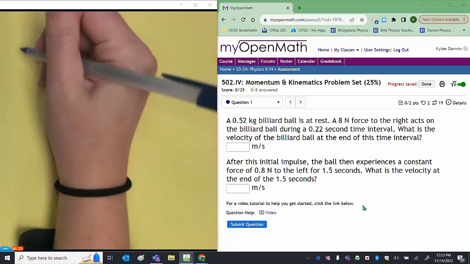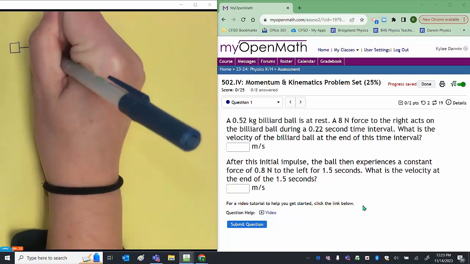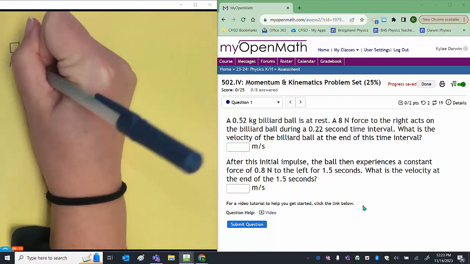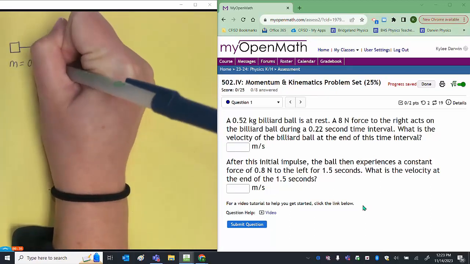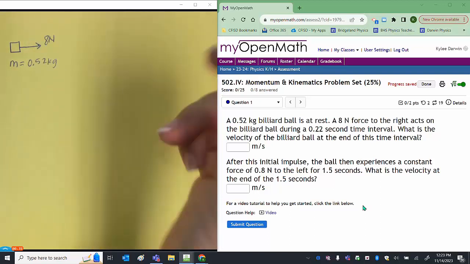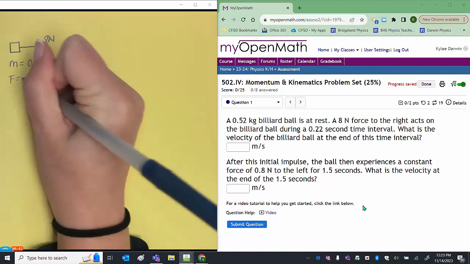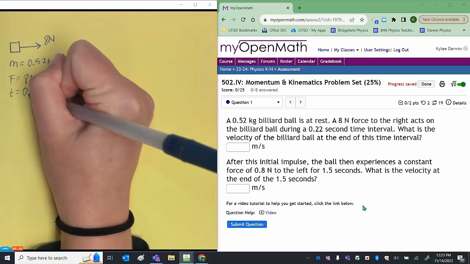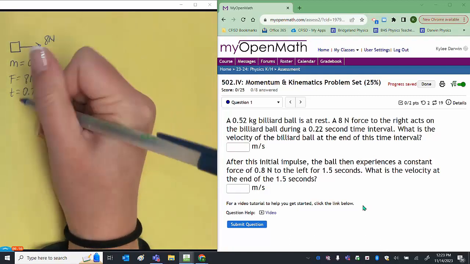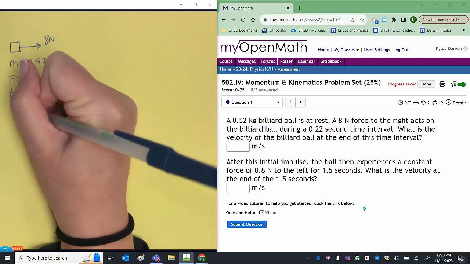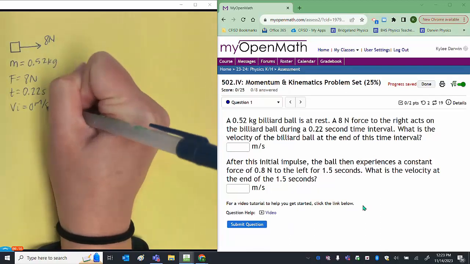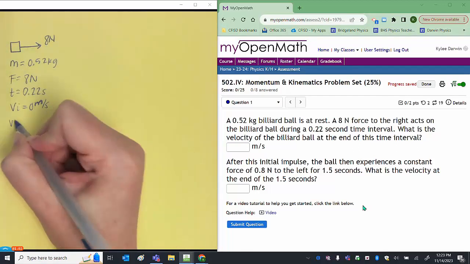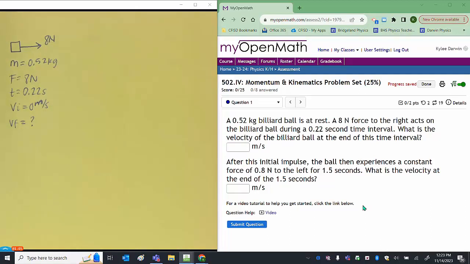And so we have a billiard ball that has a force acting on it to the right. That force is 8 newtons. The mass of my billiard ball is 0.52 kilograms. The time over which that force is acting is 0.22 seconds. The billiard ball is initially at rest, so its initial velocity is 0 meters per second, and then after this force acts on it, it's moving. And that's what it wants us to find, how fast it is moving after that force acts on it.